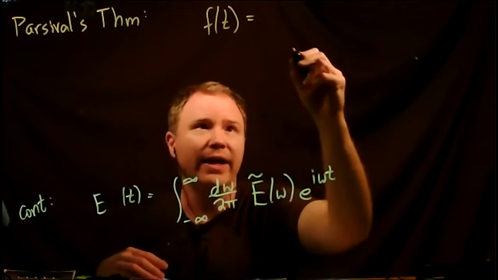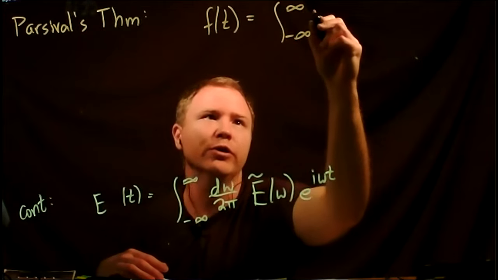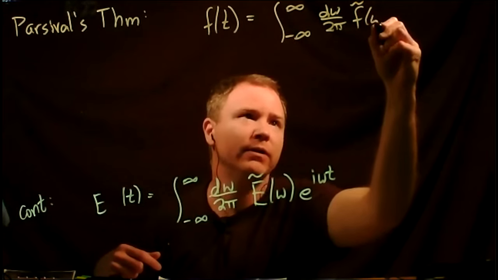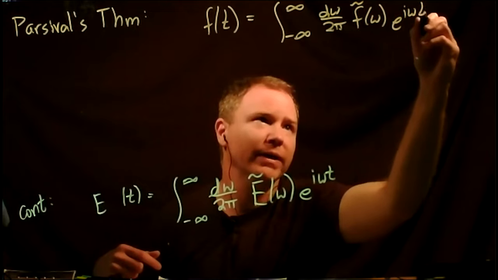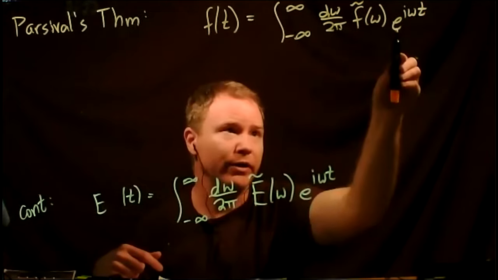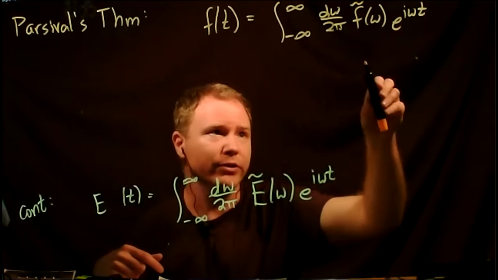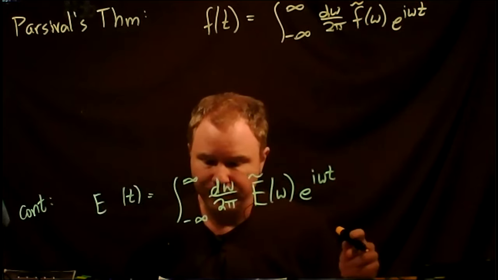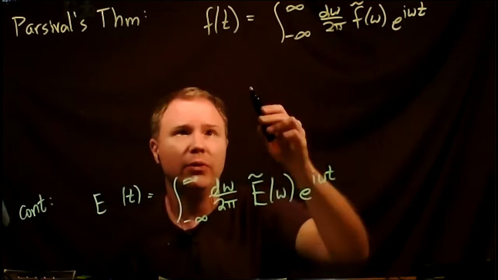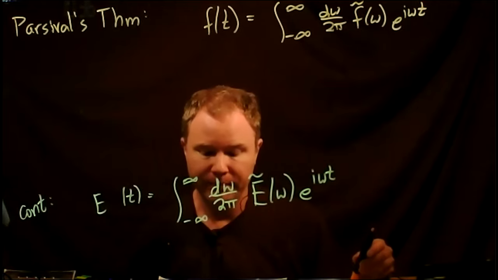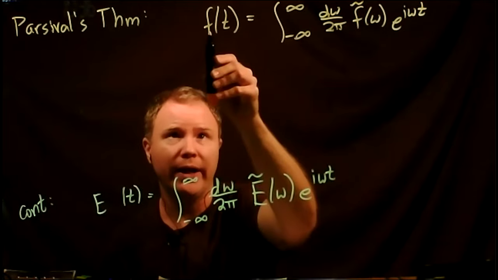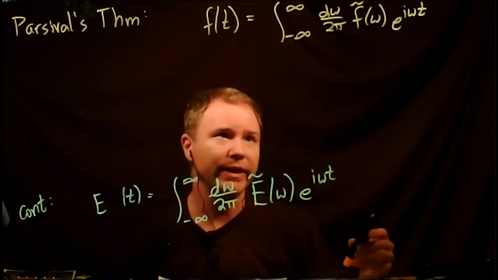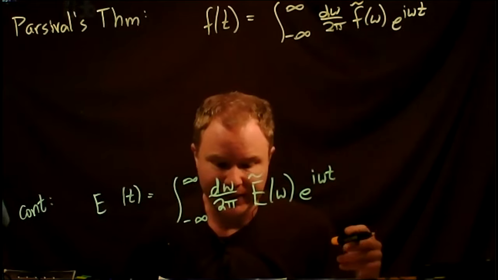If I were to write this as a continuous sum, an integral over some coefficient, f tilde of omega, times e to the i omega t, if I were to write f of t as a sum of complex exponentials, the sum of sines and cosines, weighted by this Fourier coefficient, what I want to show is that if you calculate the total energy either by squaring and summing the time signal, or by squaring and summing the frequency signal, I get the same result.